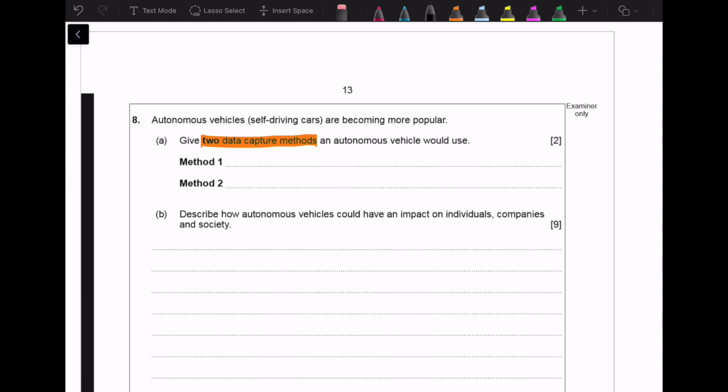Describe how autonomous vehicles could have an impact on individuals and companies. Okie dokie. So methods here, you could have various different sensors, or you could have cameras, or you could have radar. Now I would go for radar because obviously that's how it measures distances. So method 1, how do we capture it? Radar. And then for the next one I would say either a camera or a sensor.